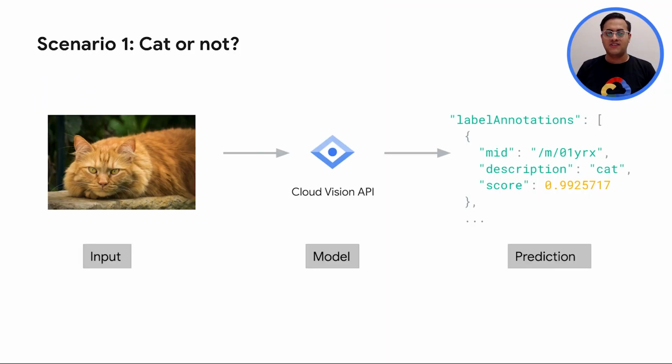Now I know this is a very simple use case, but imagine there is a scenario where you would need to classify whether an image is a cat or not. This can be accomplished by calling the Cloud Vision API and checking the confidence scores for the label of cat.